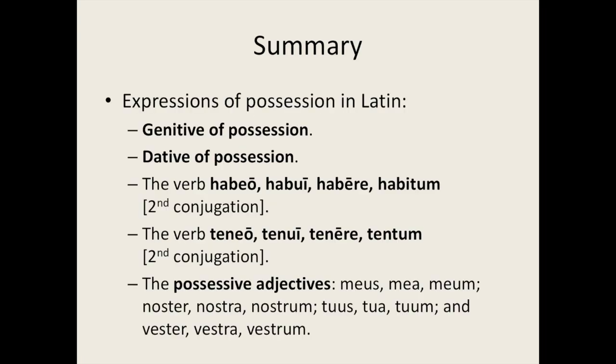To recap, in this lesson we focused on ways in which possession is marked in Latin. We have revised the genitive of possession and also introduced the dative of possession. Furthermore, possession can also be marked using the second conjugation verbs habeo and teneo and the possessive adjectives meus, tuus, noster, and vester.